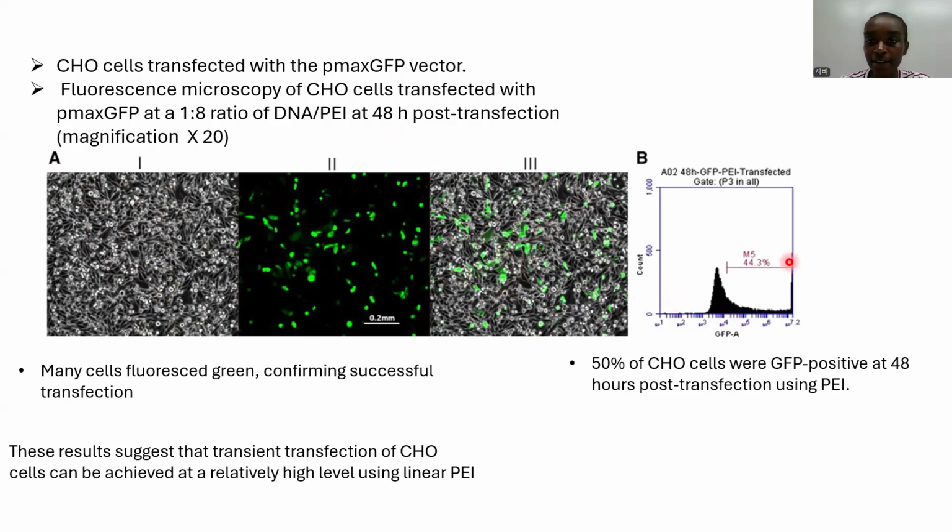So the histogram that was generated from this experiment that was done in triplicate showed that 50% of CHO cells were green fluorescent positive at 48 hours post-transfection using the linear PEI, hence suggesting that transient transfection of CHO cells could be achieved at relatively high levels using this particular linear PEI based on these experiments that were done.